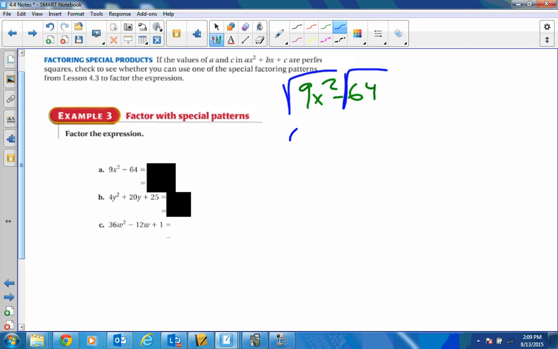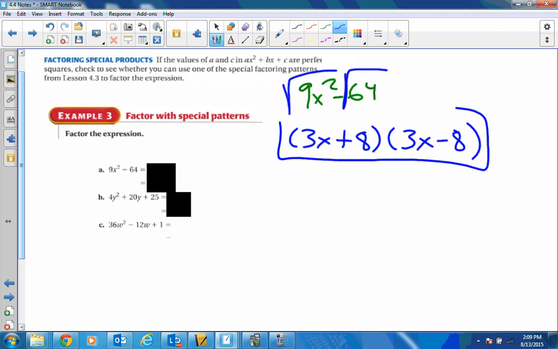So we'd have 3x plus, what squared is 64? 8, and 3x minus 8, and that would be your answer. And that's how you factor a. Okay. b is a perfect square trinomial. So again, this is a lot easier if you can recognize that that's a perfect square and that's a perfect square. The square root of 4y squared would be 2y.